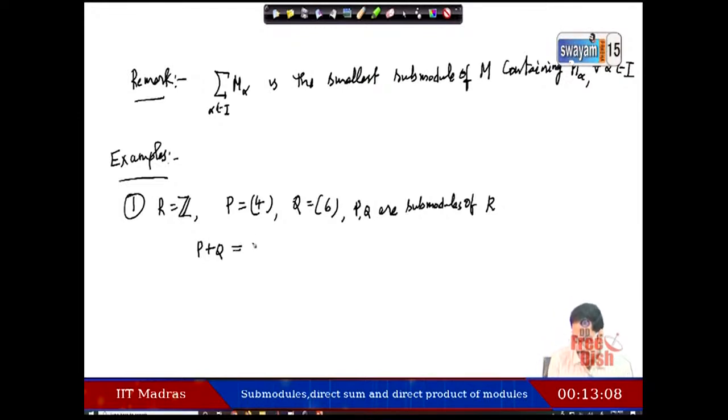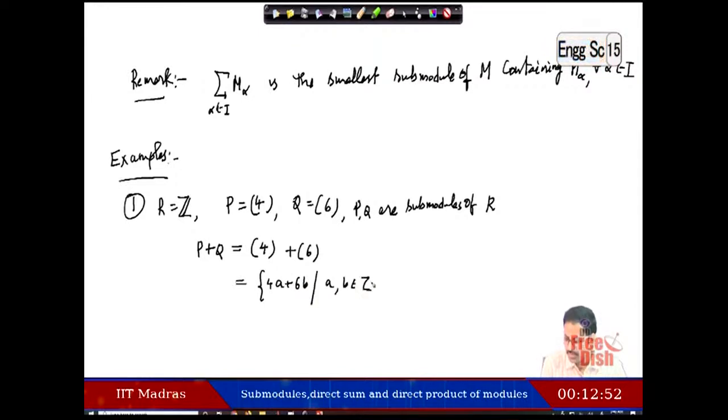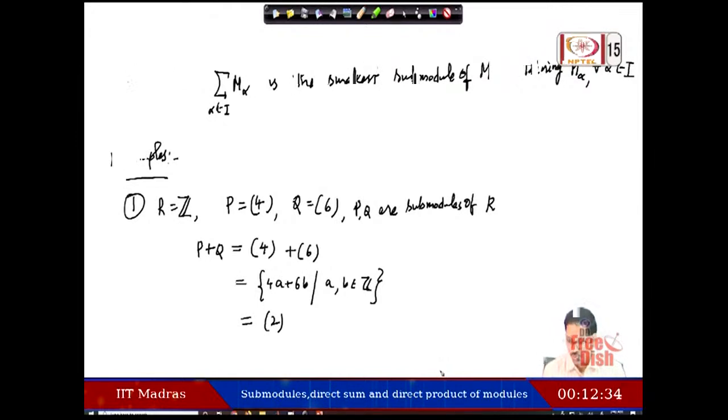So, let us see what that is. This is the ideal generated by 4 plus the ideal generated by 6. So, what is this? This is basically {4a + 6b such that a and b belong to Z}. But what is this set? This is simply also an ideal, generated by 2. In fact, you can check that this is nothing but the ideal generated by 2. Let us look at one more example.